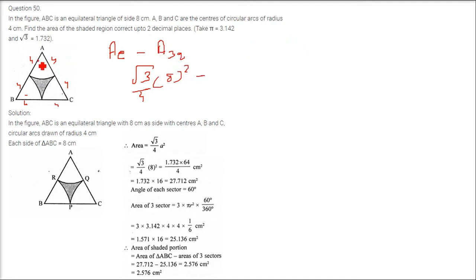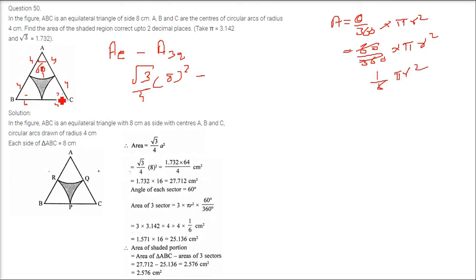We know that an equilateral triangle has angle as 60 degrees. So what is the area of any sector? It is theta by 360 into pi r square. Theta is 60 here, so this goes 1 by 6 pi r square. Now we have 1, 2 and 3 sectors here, so we multiply it by 3. So it becomes 1 by 2 pi r square.